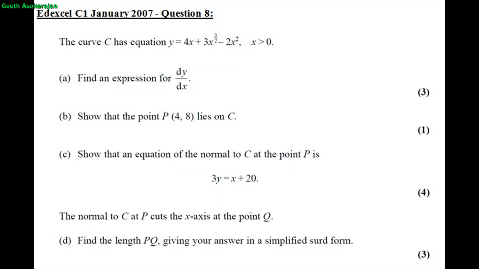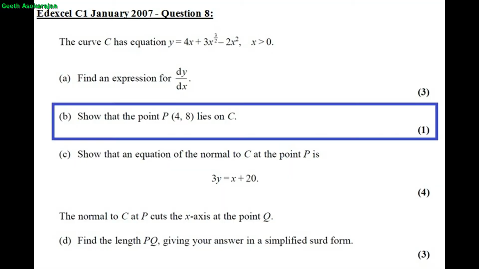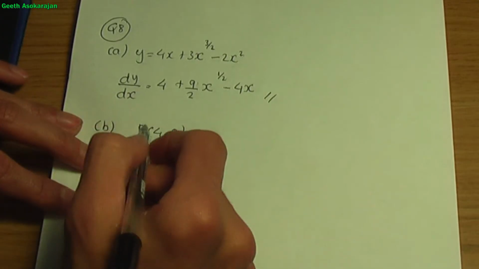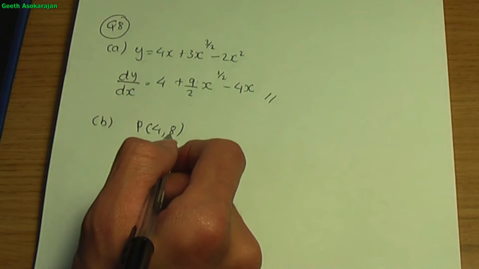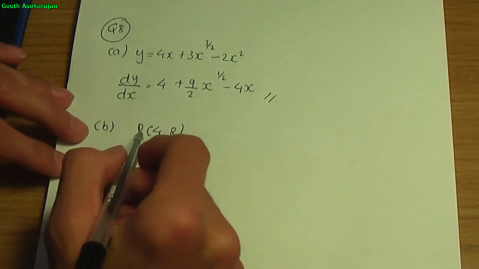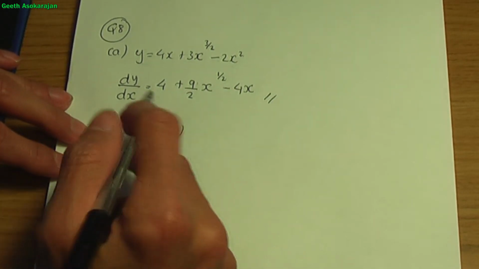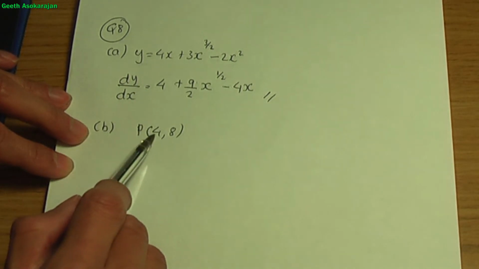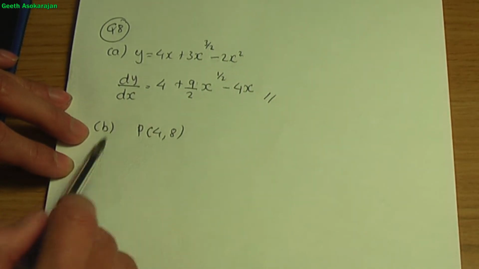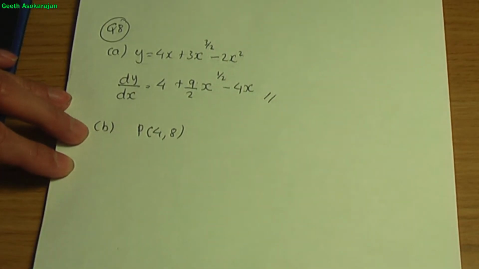So we have a part B. Part B is to show that the point P, which has coordinates 4, 8, lies on C. So let's think about this problem. Let's get back to the paper and pen. So here is P with coordinates 4, 8. Now, in order to show whether this point lies on our curve, let's simply put the x value in, and let's double check whether we get 8 as the corresponding y value.